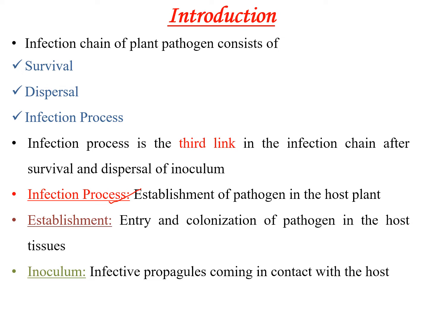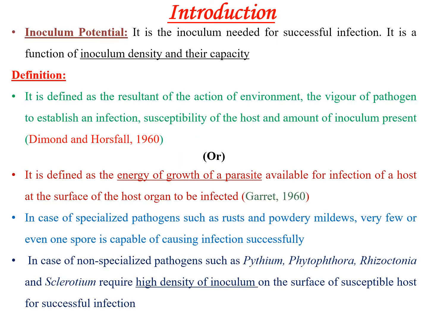And inoculum. Inoculum is the infective propagules coming in contact with the host plant. So whatever infective propagules can come in contact with the host plant and can initiate the process of infection, that is known as inoculum. And inoculum potential is the ability of that inoculum to produce the disease. So here we will see the definition of inoculum potential.